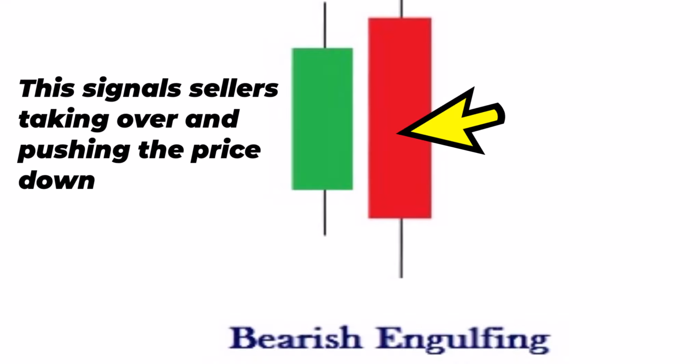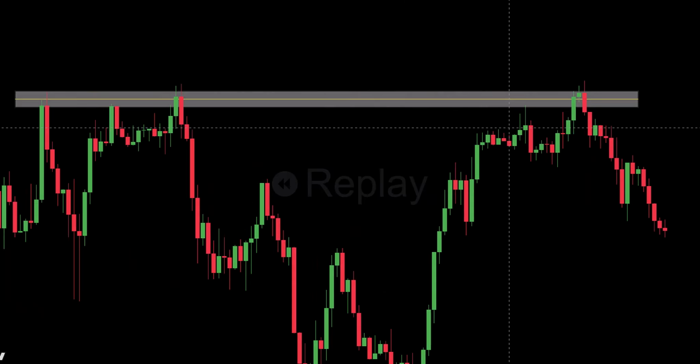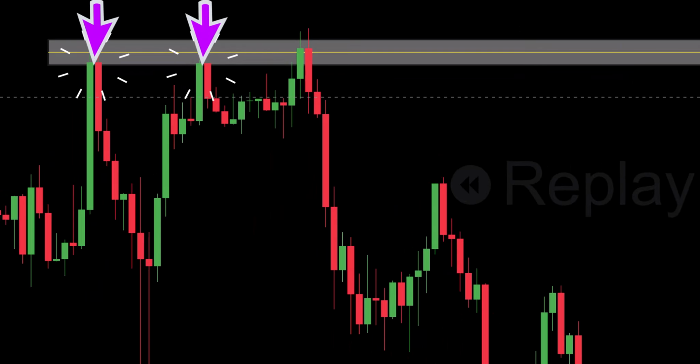Let's put that into action with a real chart example. Here on the chart, the price rallied into a resistance zone but failed to break higher after multiple attempts.